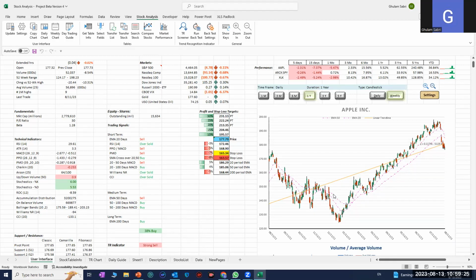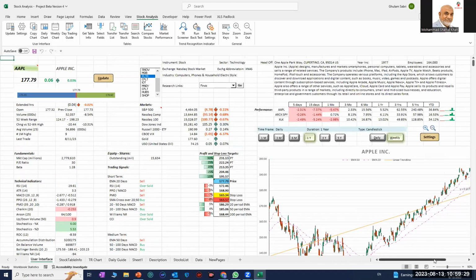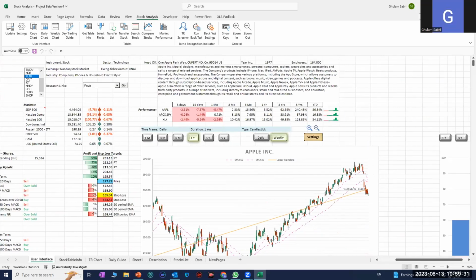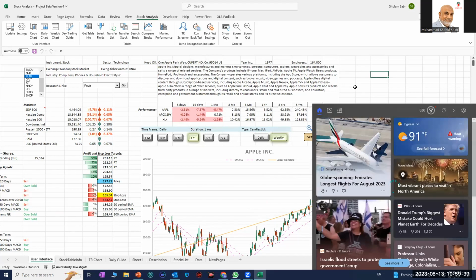As you can see from the chart, it's a candlestick chart, and you can zoom in and zoom out. Apple has fallen from something close to 200. Now it's in the 170s, around 175, down about 12-13%.